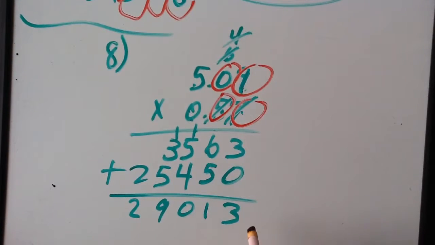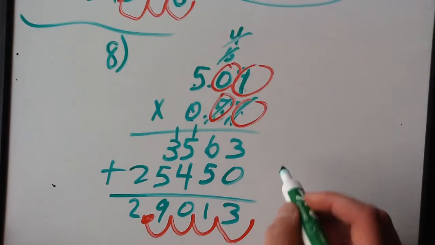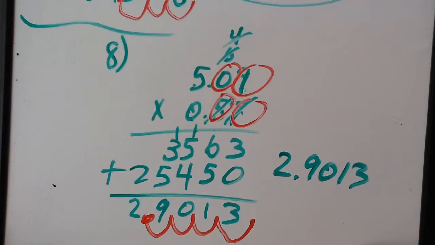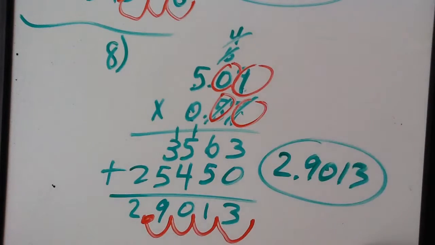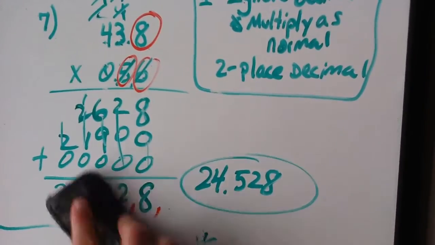And so in your answer, you should also have 4 digits after the decimal point. So start on the far right, and you're going to go 4 places to the left. 1, 2, 3, 4. Your decimal is between the 2 and the 9. So your final answer would be 2.9013. That's your answer for number 8. Okay, on to the next one. Go to number 9.